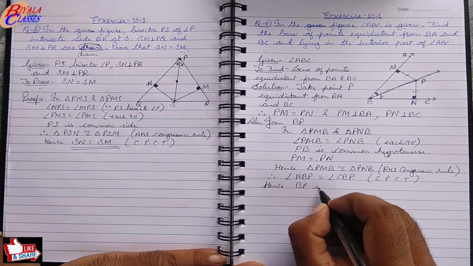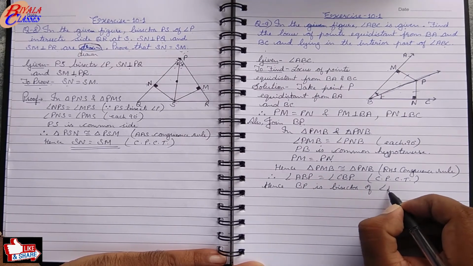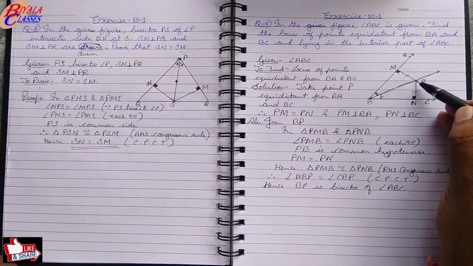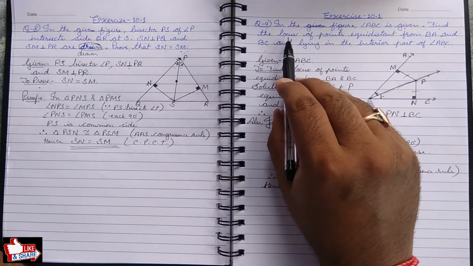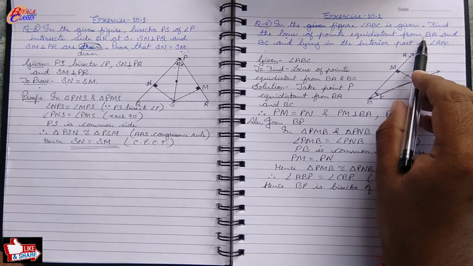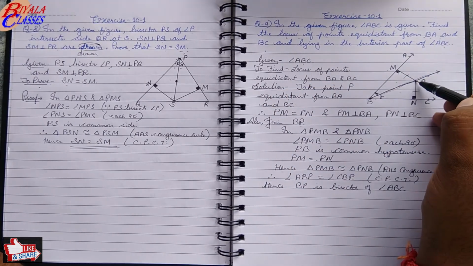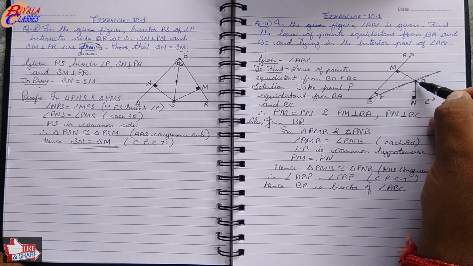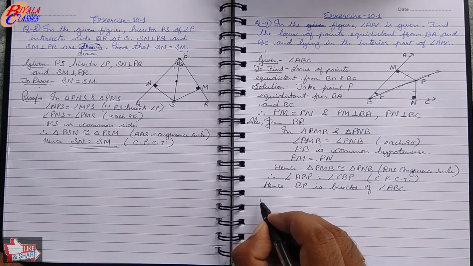Hence BP is the bisector of angle ABC. Now you see here, BP is the bisector of angle ABC and P lies on this bisector. So the motive which we had was to find the locus of points which are equidistant from BA and BC. So where will those points lie? This is only one point taken, there can be many other points also. So where will these points lie? These will all lie on the bisector of angle ABC.